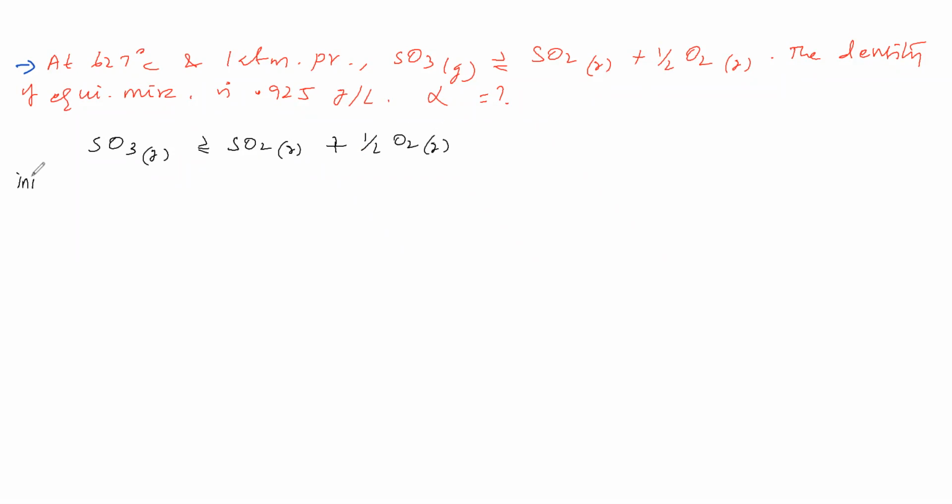Initially, let us take 1 mole of SO3. 1 mole of SO3 we are taking. How much dissociating? Alpha moles dissociating. At equilibrium, 1 minus alpha moles of SO3. SO2 alpha moles produced, O2 alpha by 2 moles produced. Now what we have to find is alpha, using density of equilibrium mixture.